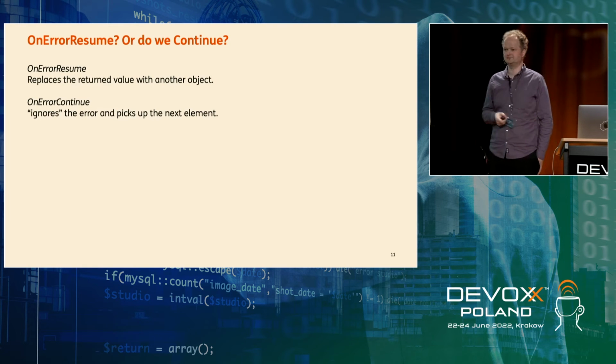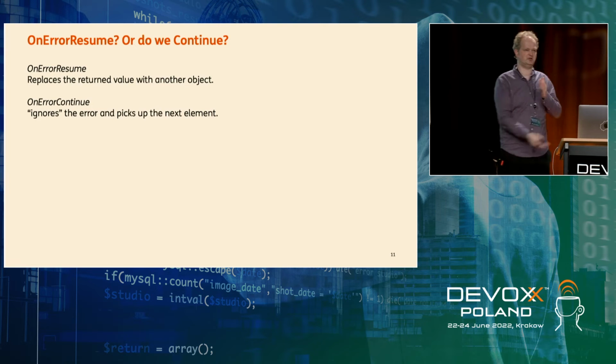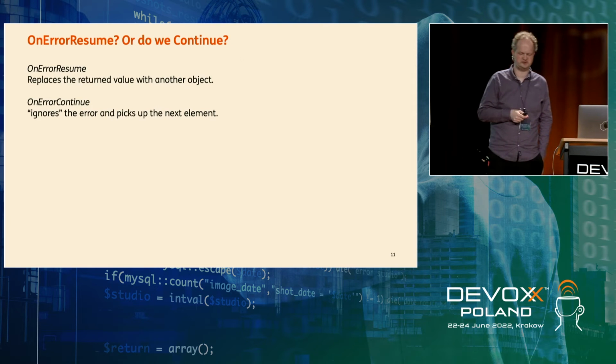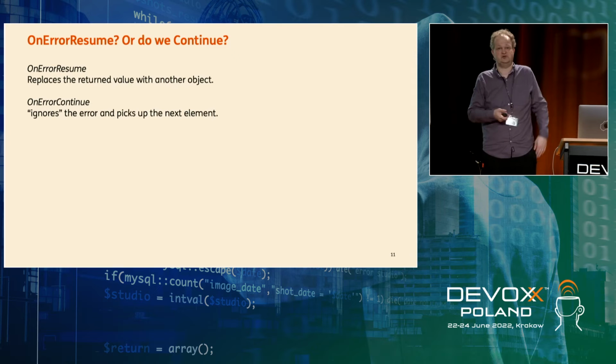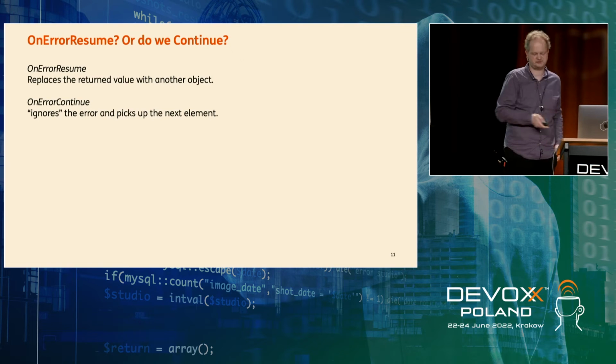If you use continue, we just ignore it, and you pick up the next one. We do that at 1 or 2 locations within our application, because at that point, we don't care what the content was.